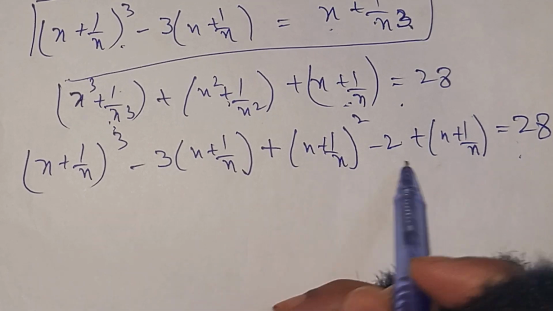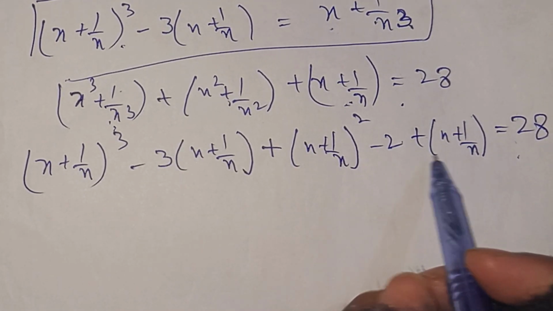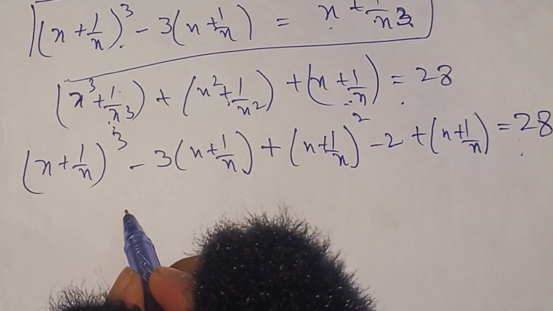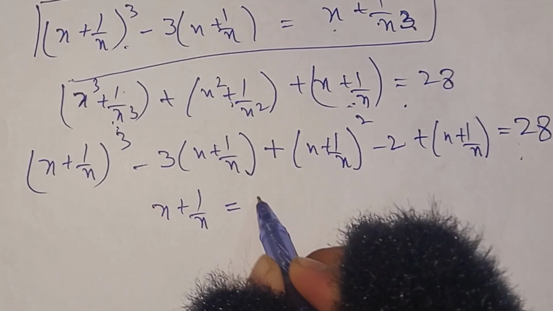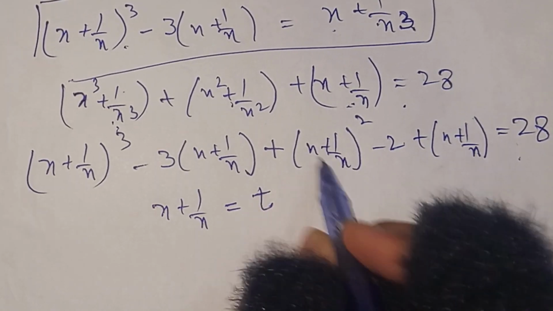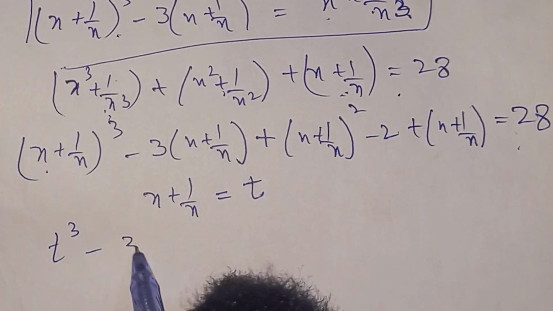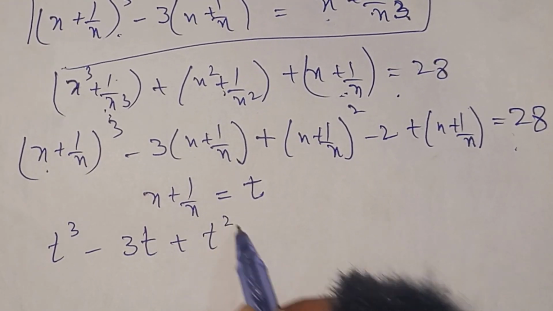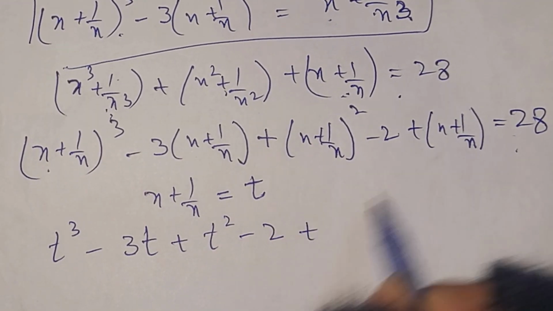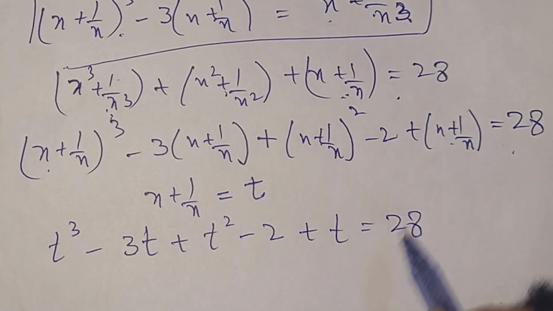So look at this equation, x + 1/x is involved in all the terms, so we let x + 1/x be equal to t. So the above equation will become t³ − 3t + t² − 2 + t, equal to 28.